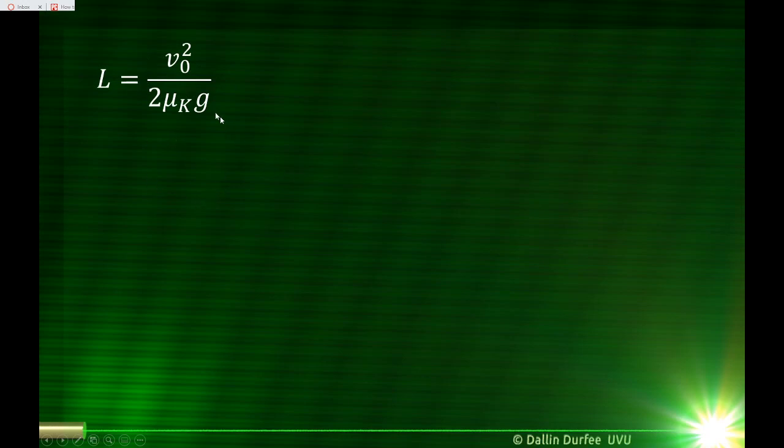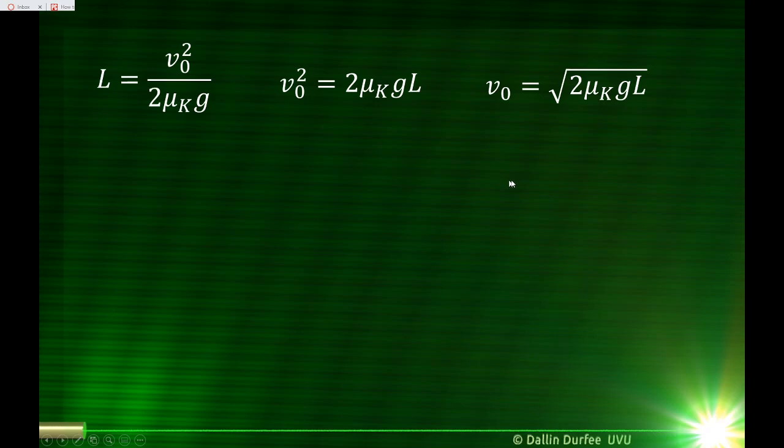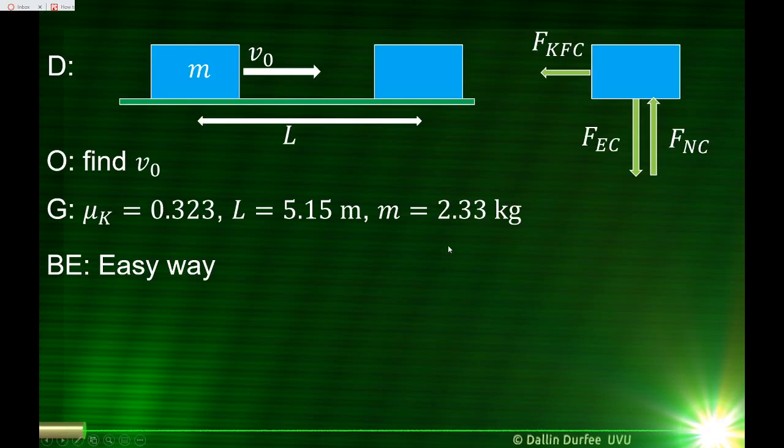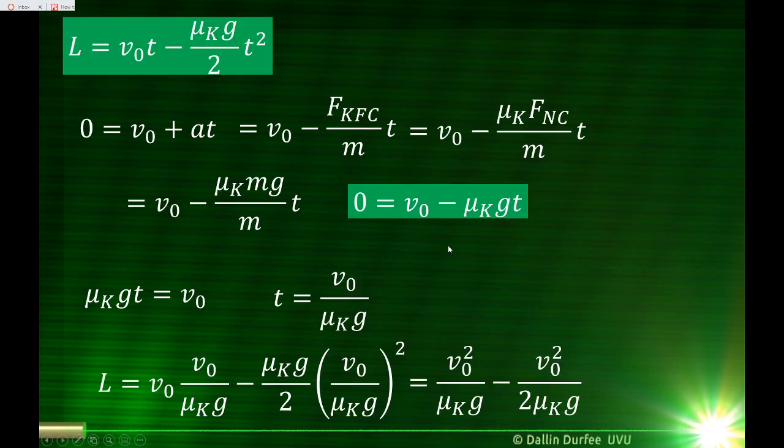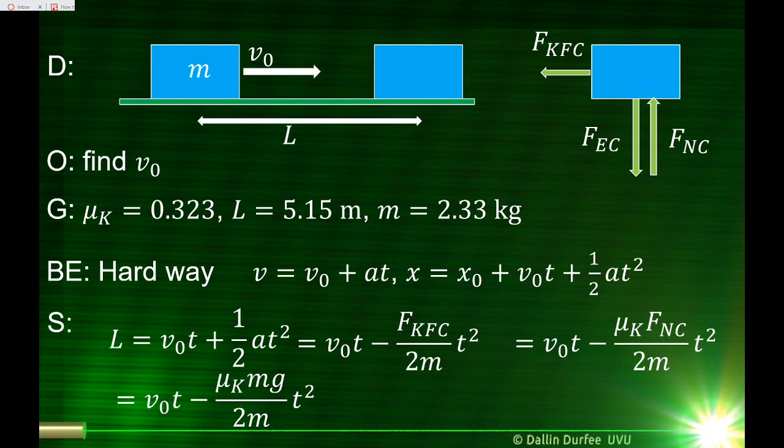So I do that by multiplying both sides by the denominator, and I get V naught squared as 2 mu sub k g L. And then I take the square root of both sides. And there's my answer. Okay? So there it is. But now let's try doing this. So let's see. We had to do like a few pages of work to make this happen, right?